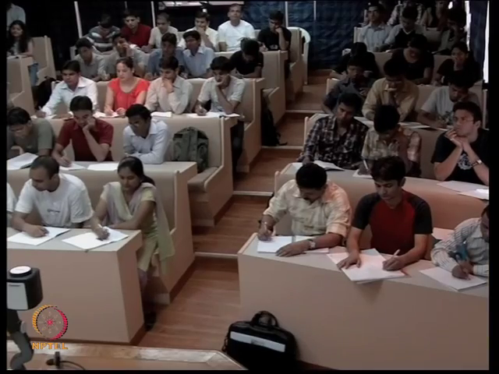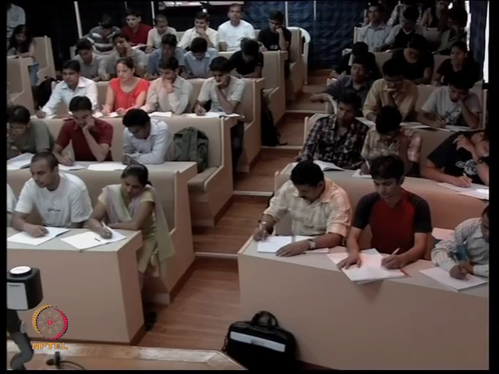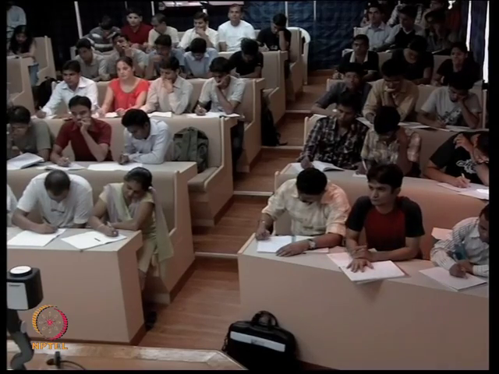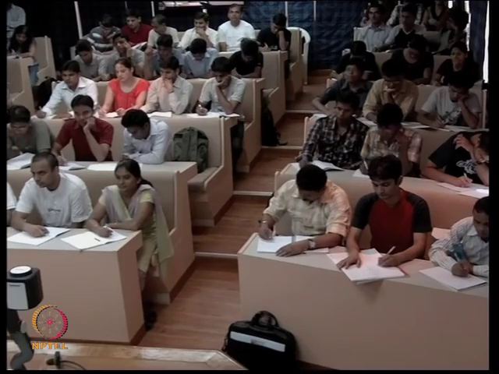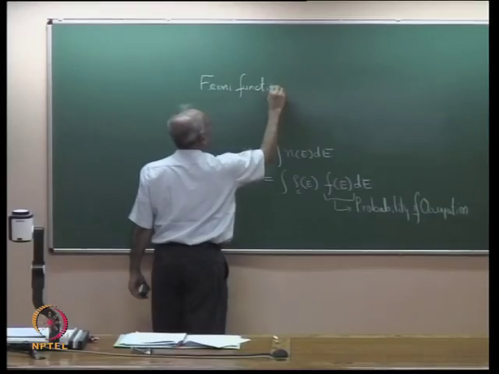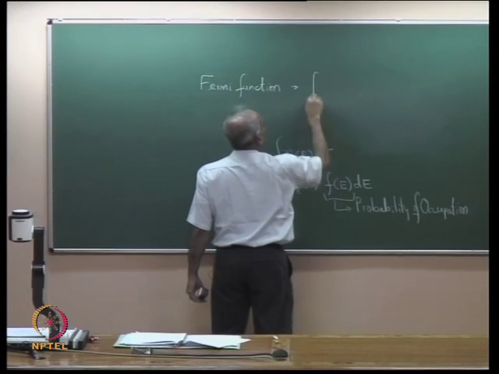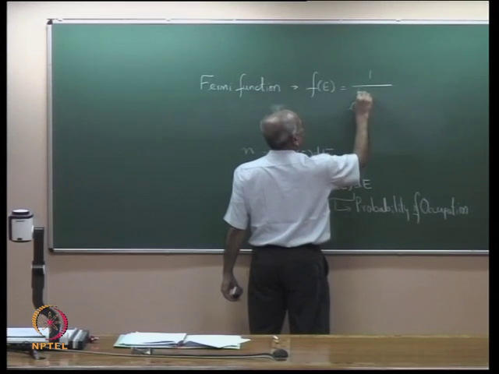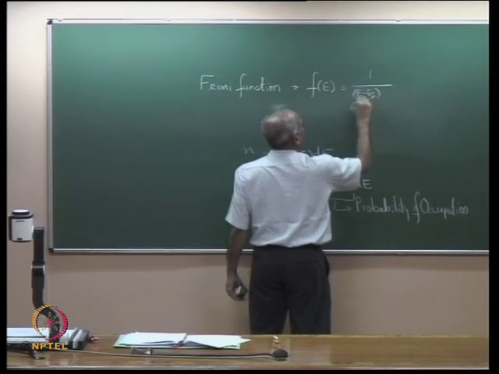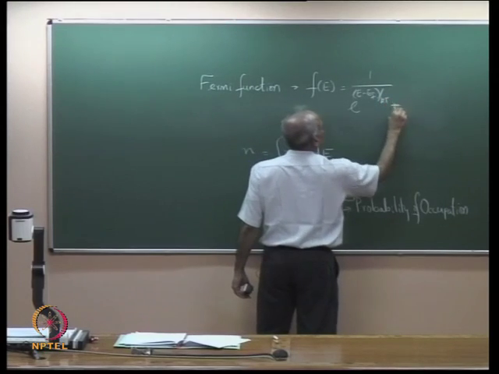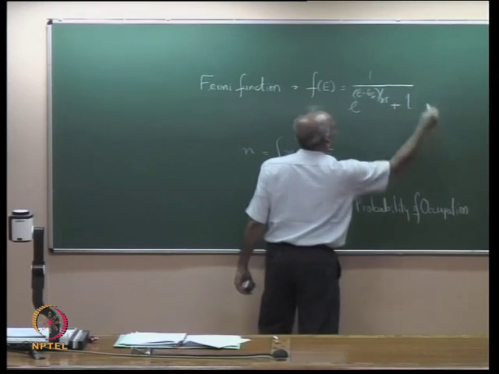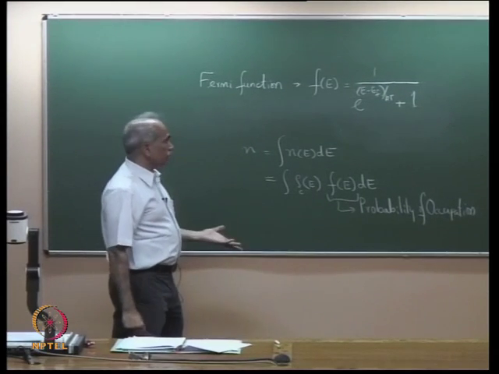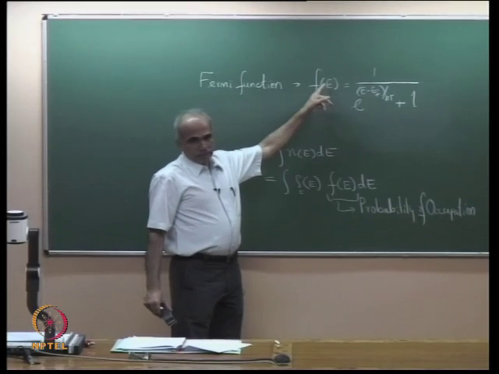The probability of occupation for electrons is given by statistical mechanics, by the Fermi function: F of E is equal to 1 divided by e to the power (E minus EF) by KT, plus 1. This is the probability of occupation of electrons in an energy level E.